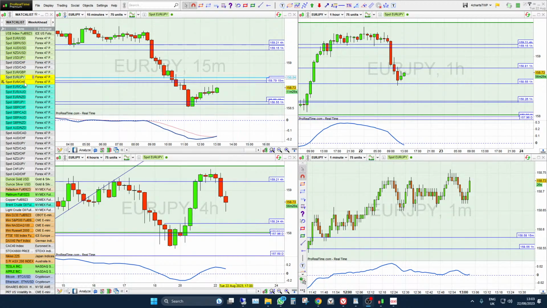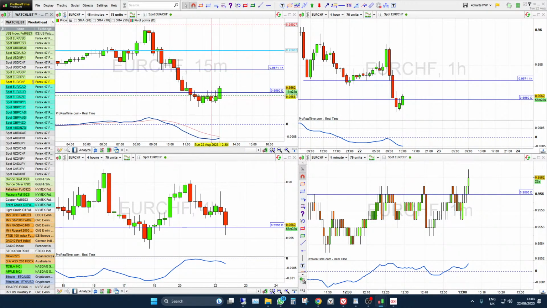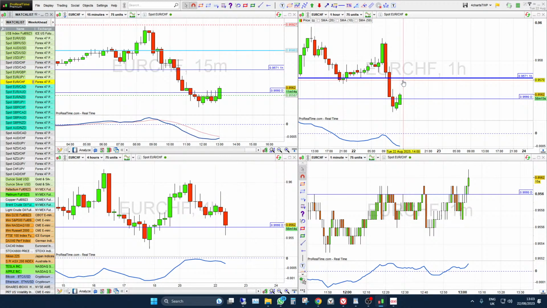Oh dear. Okay. Let's have a look. Euro Swissy. There we go. So this is where there was a bit of exhaustion. We've had that break, and now we've got that swing low. So this means that it's more likely to come back up to here.